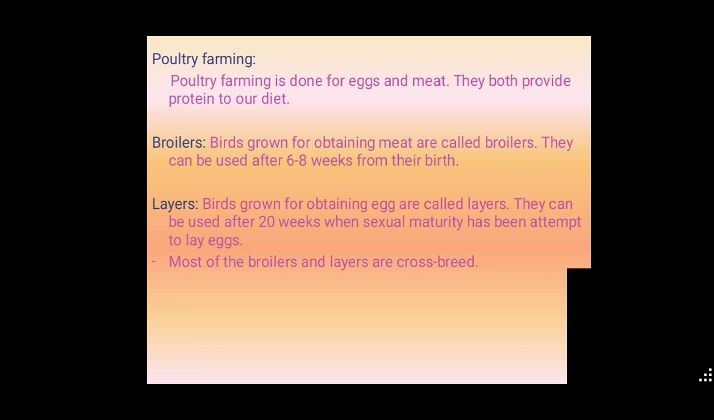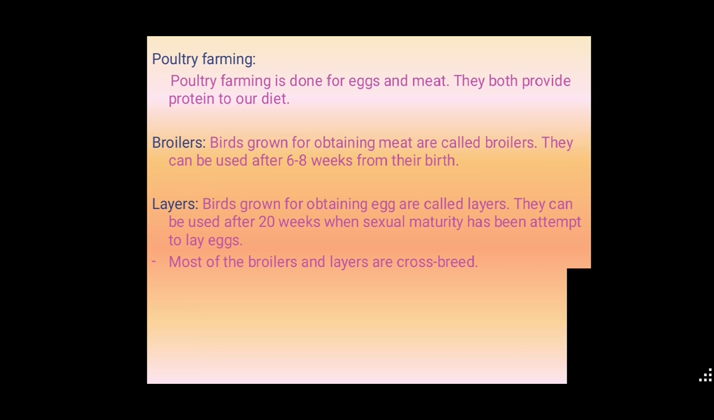Broilers. These are the types of birds that are grown for obtaining meat and are called broilers. The main purpose of broilers here is only meat production. They can be used after 6 to 8 weeks from their birth. This is also a type of chicken. We use it only for meat purposes.